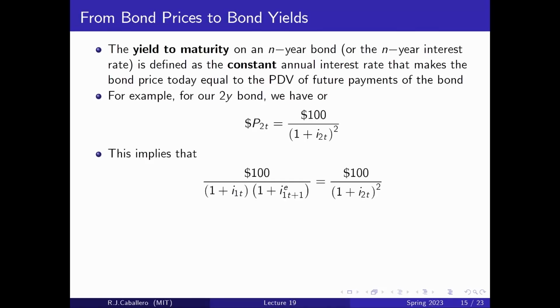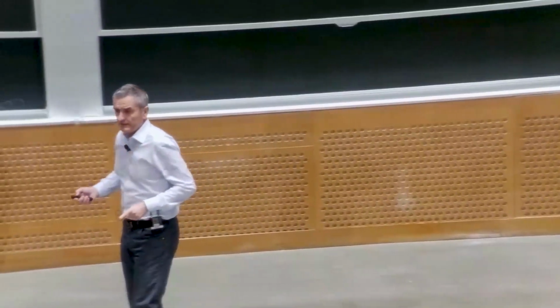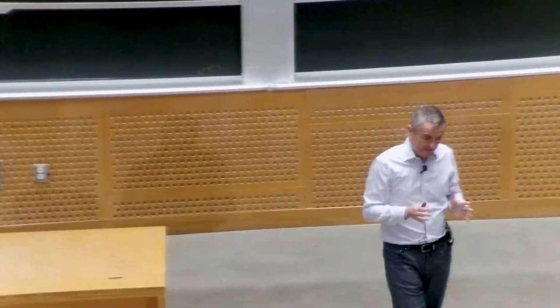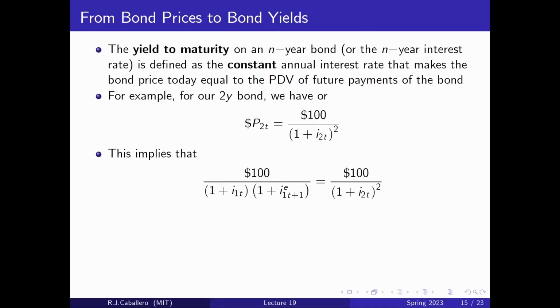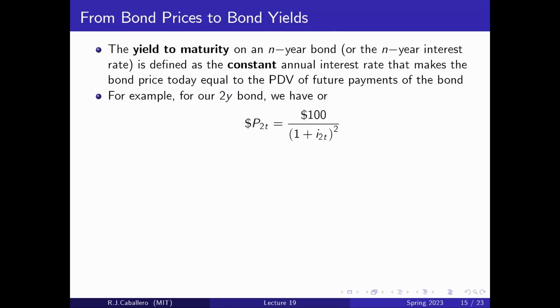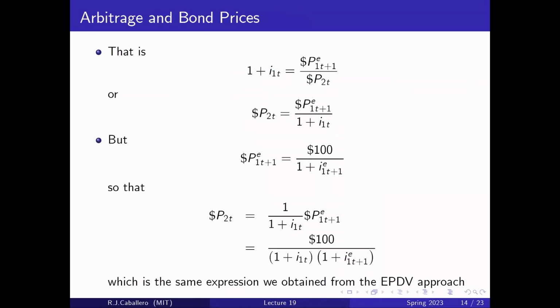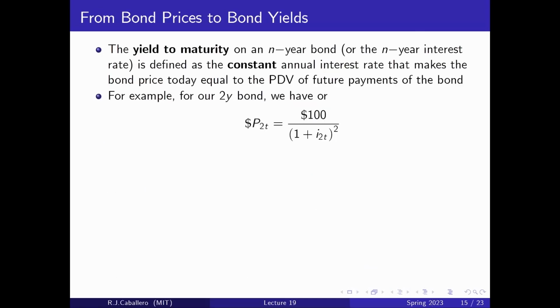And then we define the yield to maturity, so that's an important concept. Yield to maturity is a constant rate, meaning a rate that gives you exactly the current price of the bond, okay? So we already determined the price of a 2 year bond is that. And now I'm saying, suppose that I look for a rate that is the same in both periods that gives me the same price.